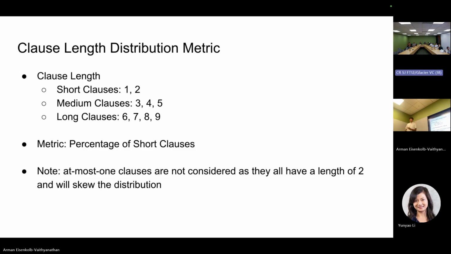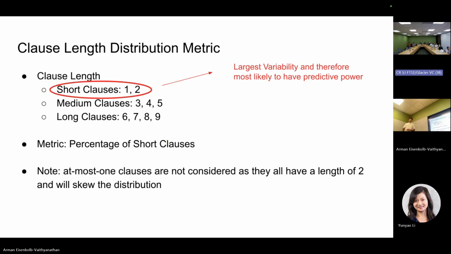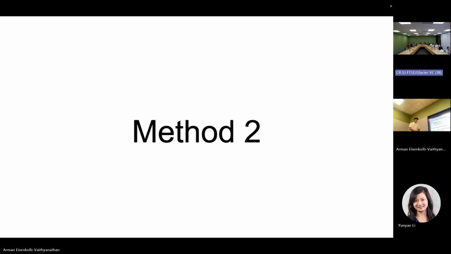Since clause length distribution is a distribution, we use the percentage of short clauses to represent it as a single value. We choose the percentage of short clauses since it has the largest variability of any of the 3 categories and is most likely to have predictive power of Sudoku difficulty. Please note that, as stated in the previous slide, all at most one clauses have a length of 2, so we do not consider them in our distribution so as to not skew towards a length of 2.